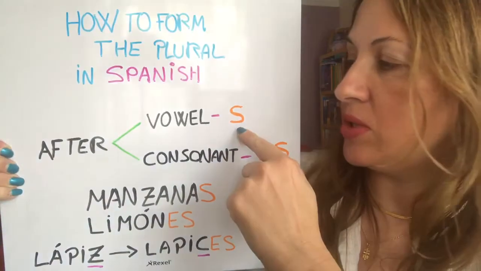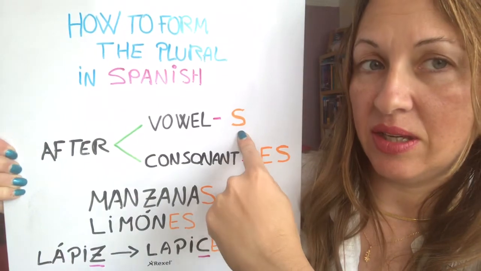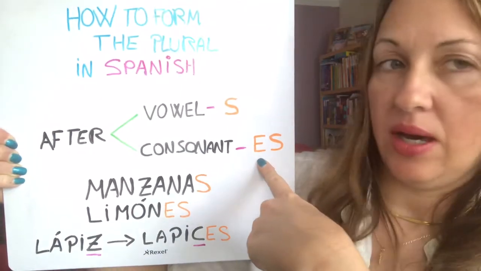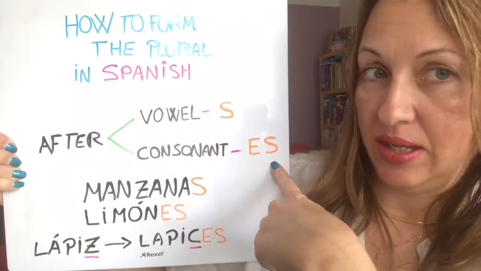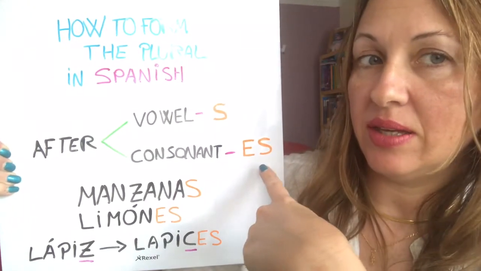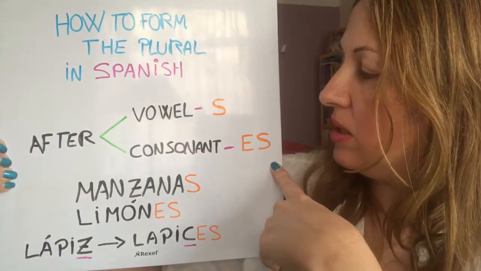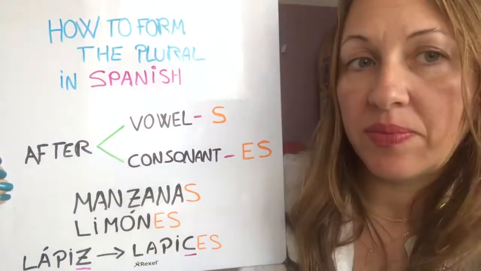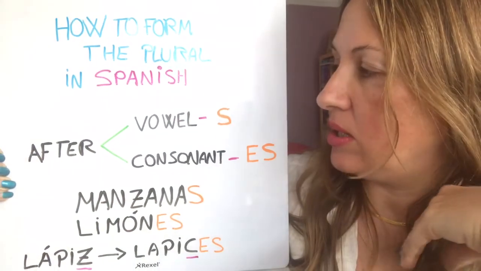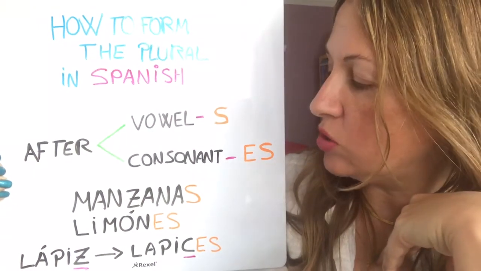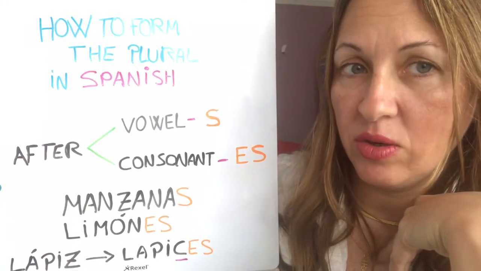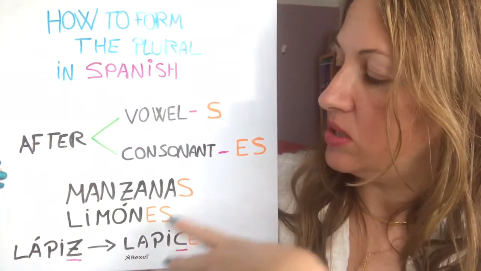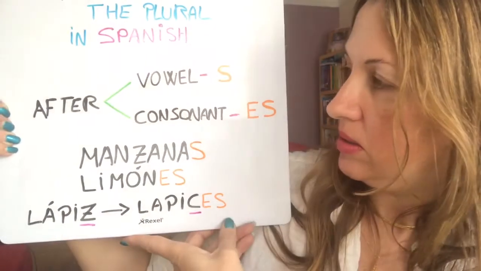To do that, we would add an S at the end of the noun, or we would add an E and an S together. S, E, S en español. Okay, we add the S when a word ends on a vowel. When do we add ES? When the word ends on a consonant letter. Okay, so this is how we would form the plural.